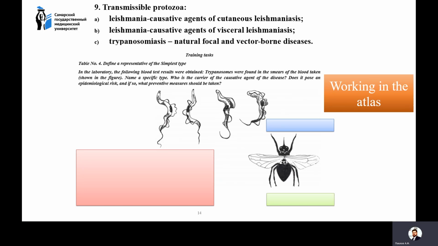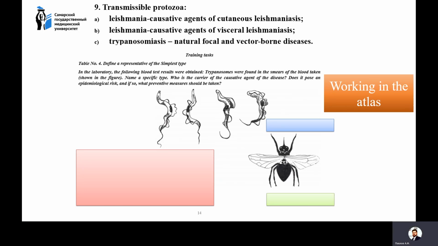Complete tasks in the atlas. Table number 4, define a representative of the simplest type. In the laboratory, the following blood test results were obtained. Trypanosomes were found in the smears of the blood shown in the figure.